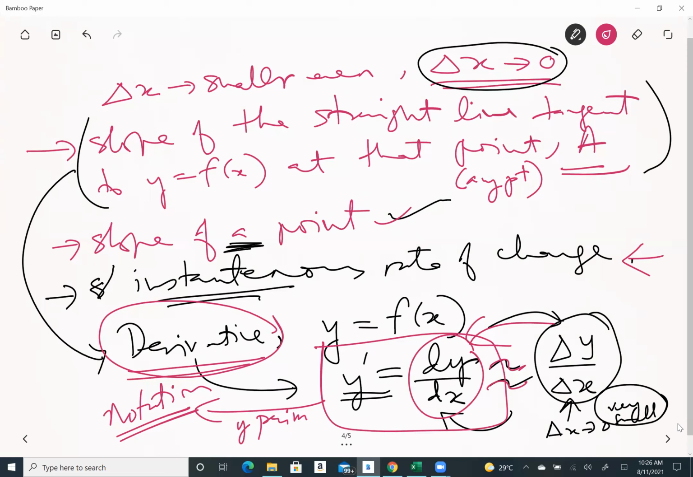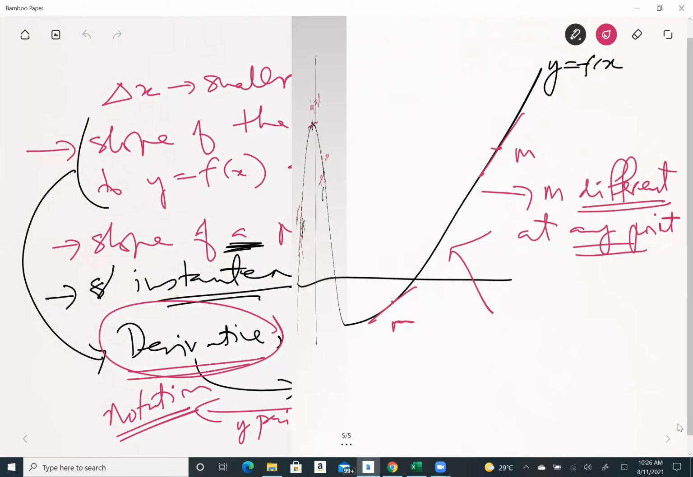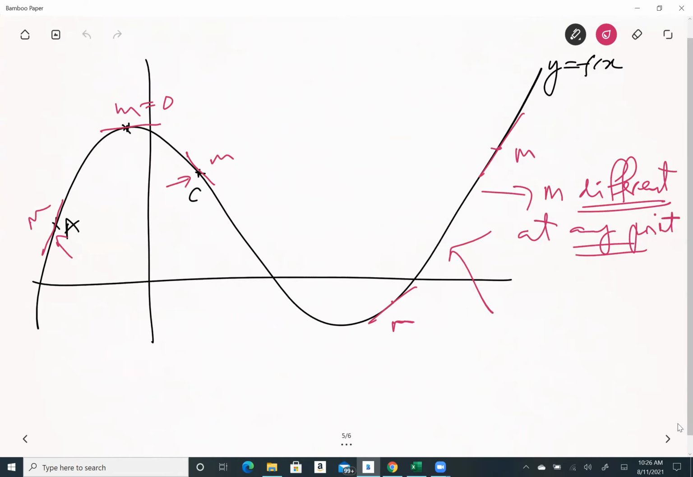Anything? All right, good. So now we are going to find the derivative. How do you get the derivative? So the next question is how do we get the derivative? We know already, for a function y equal to f of x, the derivative is y prime, it's dy dx. We know already some concept about it.